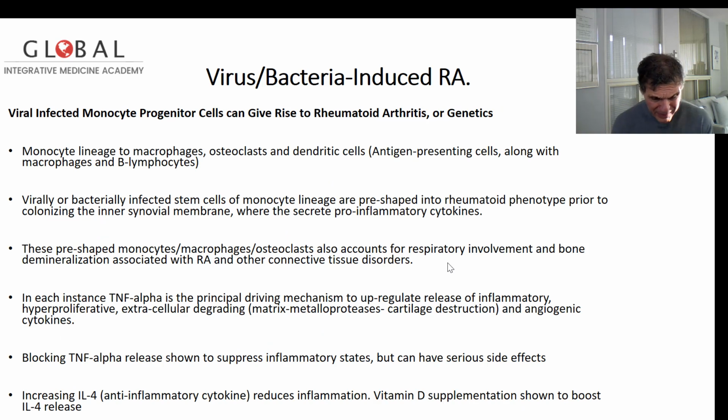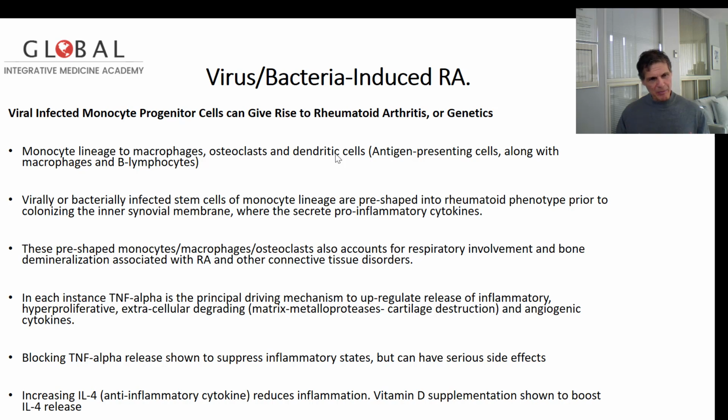And then we have this, which I had alluded to earlier, where you get viruses or bacteria inducing rheumatoid arthritis by injecting their DNA or RNA into the monocyte progenitor cell. So the monocyte lineage normally will produce macrophages, as we know, but also osteoclasts and dendritic cells. So the monocyte gives rise to macrophages, dendritic cells, and to osteoclasts. And dendritic cells, remember, they're antigen-presenting cells along with the macrophages and the B lymphocytes.